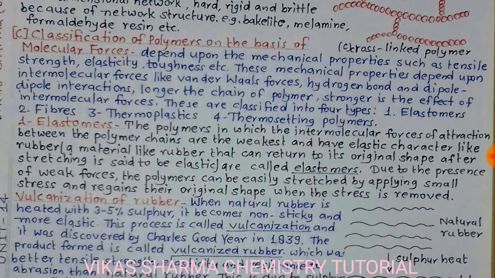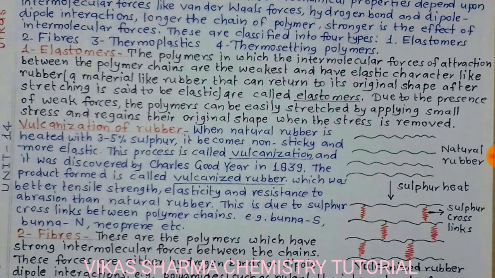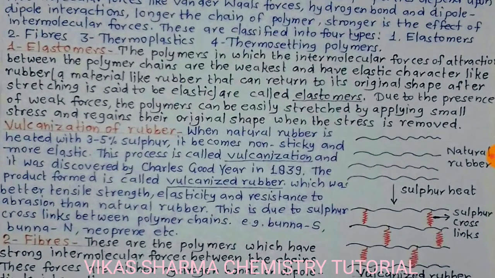So we take elastomers. These are polymers in which the intermolecular forces of attraction between the polymer chains are the weakest and which have an elastic character like rubber. A material like rubber that can return to its original shape after stretching is said to be elastic, and is called an elastomer. Due to the presence of weak forces, the polymers can be easily stretched by applying small stress and regain their original shape when the stress is removed.